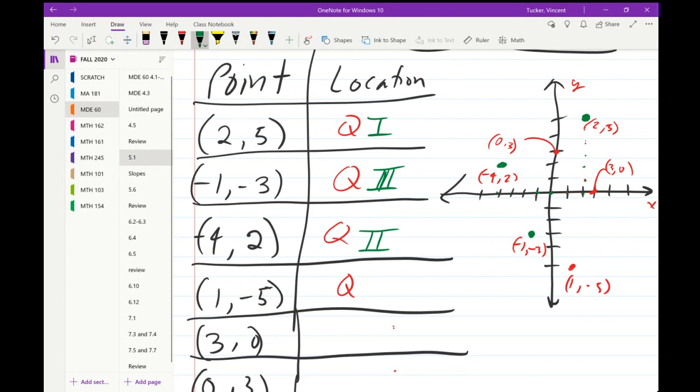All right. Then (1, -5). Go to the right 1, down 5. And that's (1, -5), quadrant 4. Right 1, down 5. Questions on either one of those 4 points?